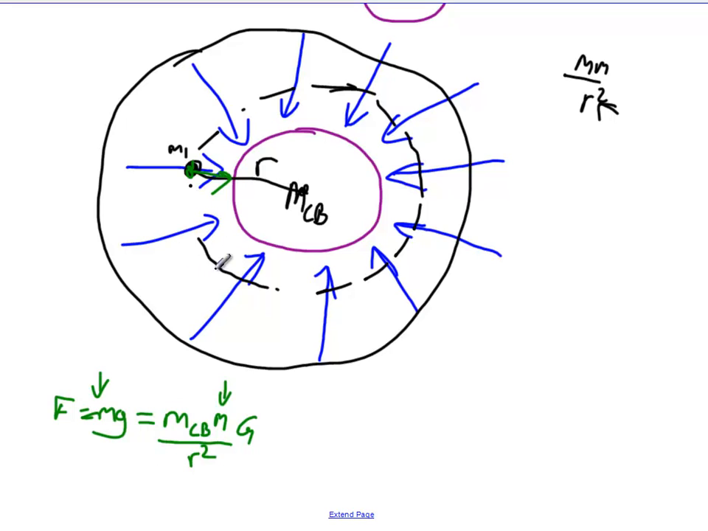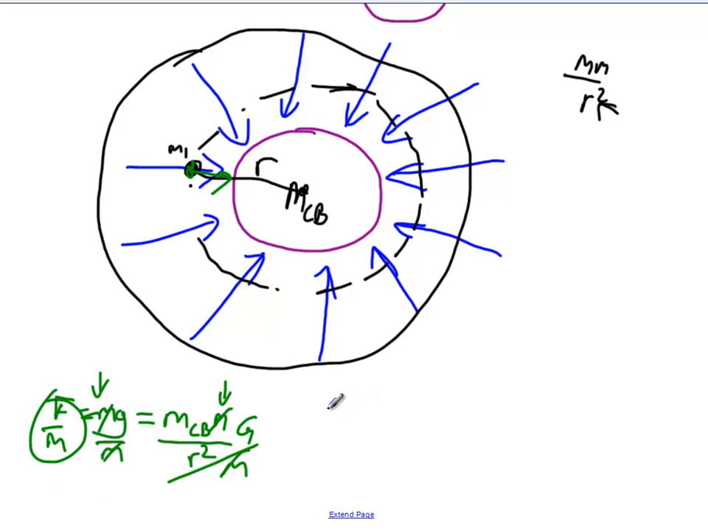And since we want this to be true for any mass, not just this mass, what we do is we divide every part of this equation by m. So I divide F by m, I divide mg by m, and this thing by m. And that cancels here, cancels here, cancels here, cancels here, and, well, it doesn't cancel here.